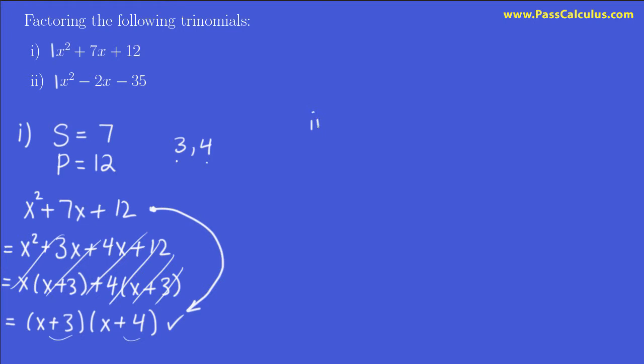So let's try this other one using our shortcut. We're going to avoid these steps, and we're going to do our answer quite quickly. So the sum and product for question 2 here. The sum has to be the value of b. B is not 2, right? B is negative 2. What about p? P is 1 times negative 35, which is negative 35. How can we find two numbers which multiply to negative 35 and add up to negative 2?